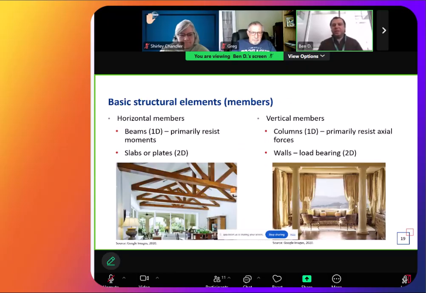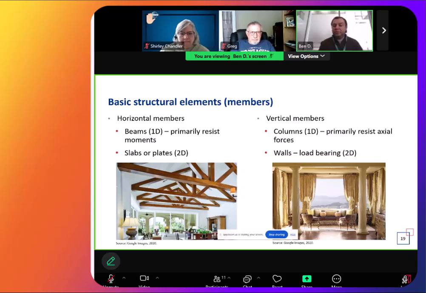Members, again, we have beams, which we treat primarily as one-dimensional. Same thing with columns. You have slabs or plates. Those are when you have concrete members, and walls are load-bearing. Those are usually for masonry-type structures.